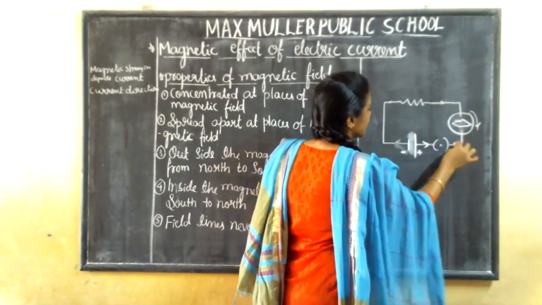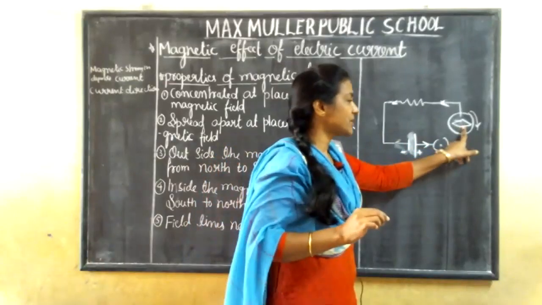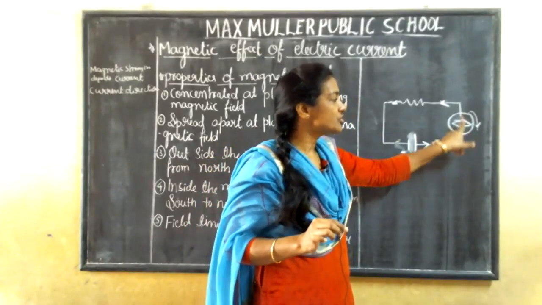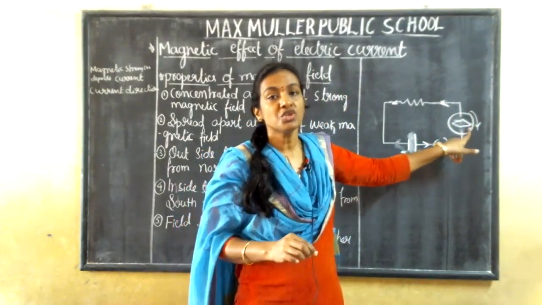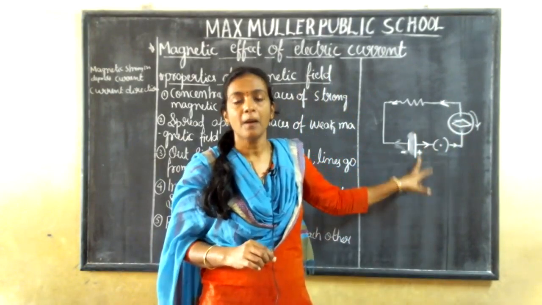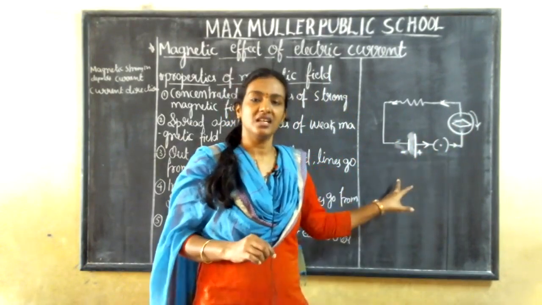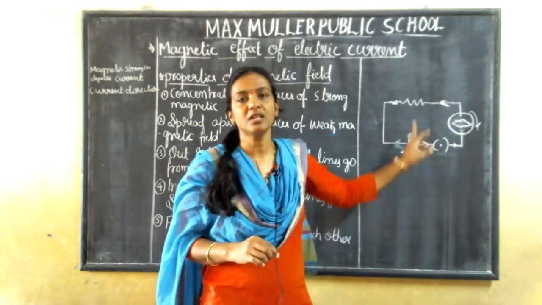The current is now flowing in this direction. At that time, what happens here? The deflection is also going to change direction. This is what he observed by doing the electric current, how the magnetic field works.